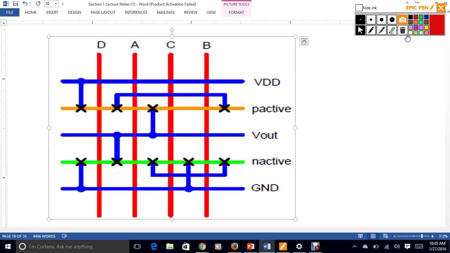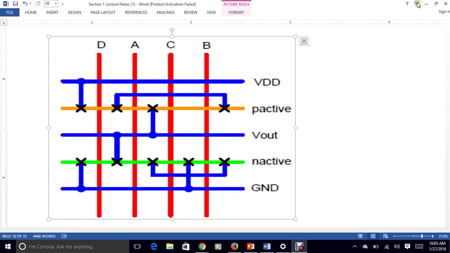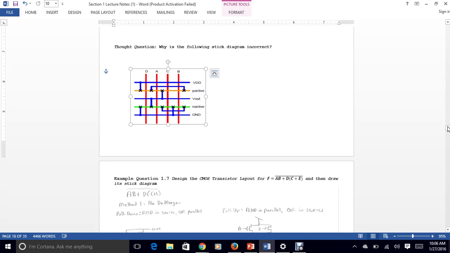So you're going to, I'll post the video. I did test to make sure that it covers the whole screen this time. And I want you all to try 1.7, which is, let me see, let me zoom in. 1.7, design a CMOS transistor layout for F equals not the quantity A and B or D and C and E. It's posted on Blackboard and out when I send out the video. And then draw its stick diagram.